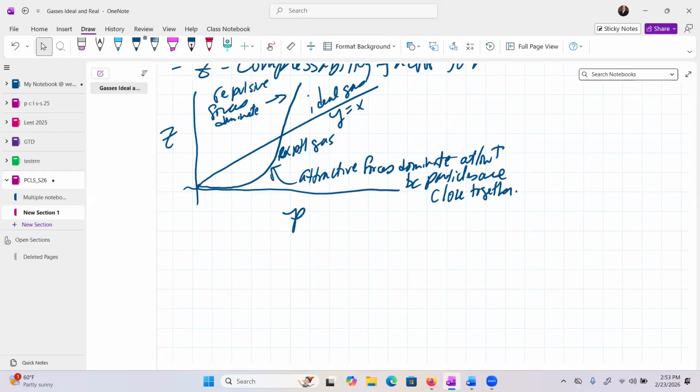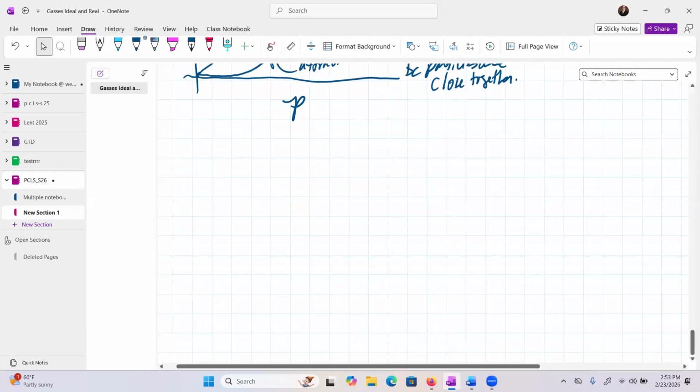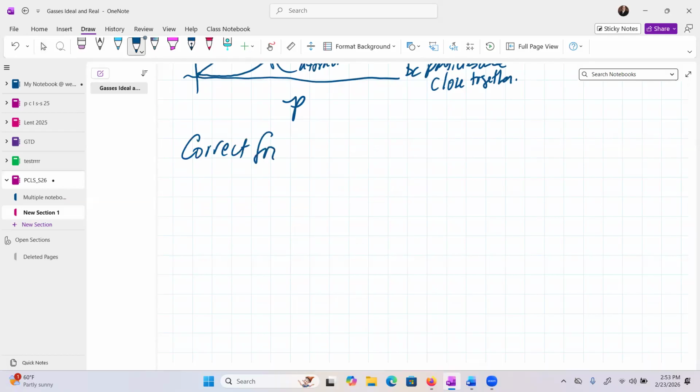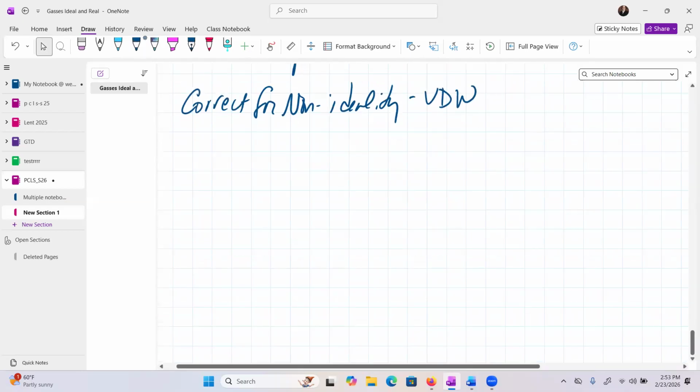The first one is called the van der Waals equation. This is a pretty simple one. I have even heard it before. So you can correct for non-ideality. First one is the van der Waals. So let's take a look at what the van der Waals equation looks like.